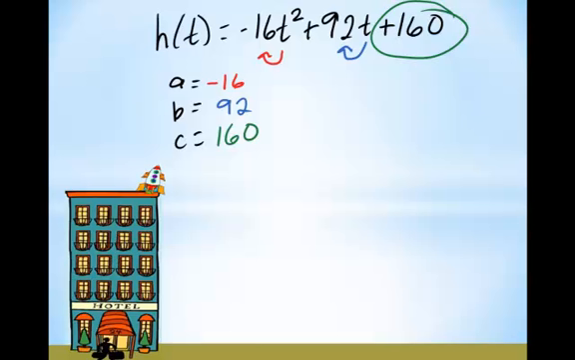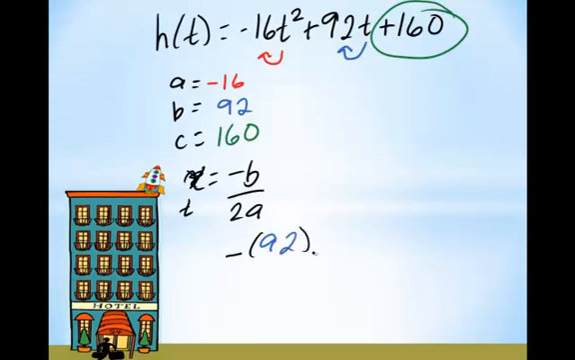What's the formula that we need to use to find the x-coordinate of our vertex? That's correct. It's x is equal to negative b over 2a. But since we're not working with x's, this is actually our t. So this will help us find the time. Now let's start working on our t-coordinate, or our time. So this is negative b, which is 92, divided by 2 times the value of a, which is negative 16.